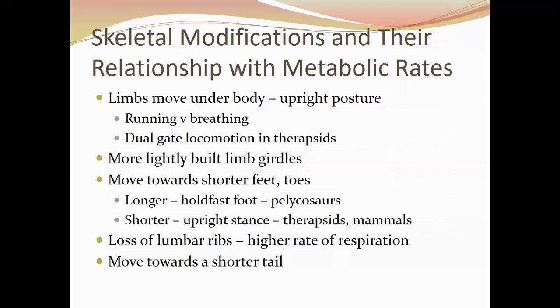The limb girdles are more lightly built. So there's skeletal changes there. They're also going to apply perhaps some more delicate motions eventually. There's a move towards shorter feet and shorter toes, and then a change in how the toe is used. The pelycosaurs had a longer foot that acted more as a holdfast, but a shorter foot is going to be useful for an upright stance. We also see the reduction of the first digit of the hands and feet to 2 segments, whereas the rest remained 3 segments. That is something you can sort of see if you look at your own thumbs and fingers.